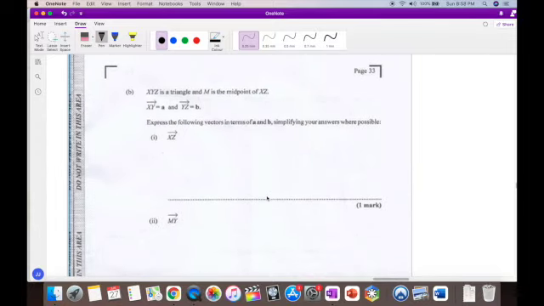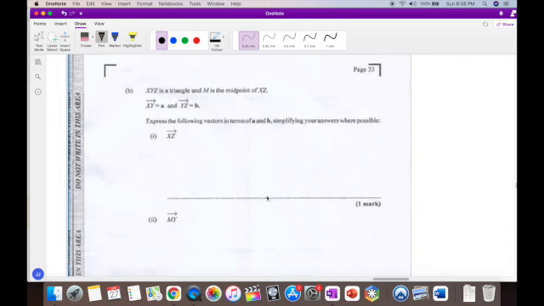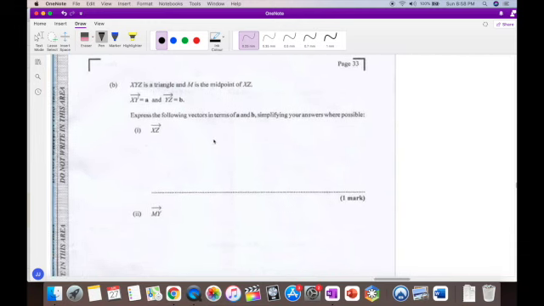XYZ is a triangle and M is the midpoint of XZ. Okay, so let me just draw a triangle. XYZ. I don't know what the triangle looks like, but I'll just draw X, Y, and Z. And they say M is the midpoint of XZ. They say XY, and you notice the direction from X to Y, that is this direction, and we're calling it A. And then from Y to Z, that's this direction, we're calling it B. Express the following vectors in terms of A and B, simplifying your answers where possible.